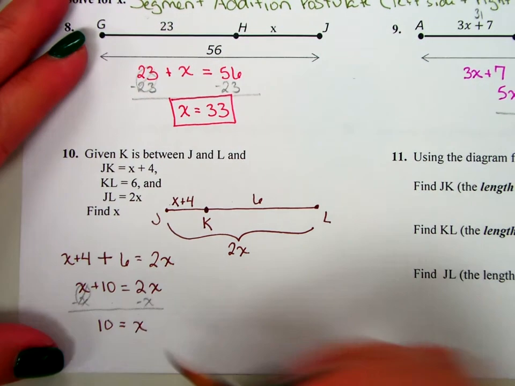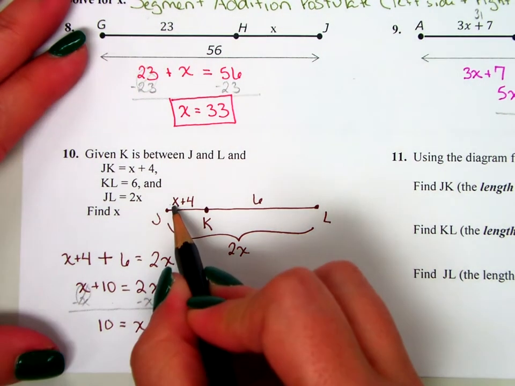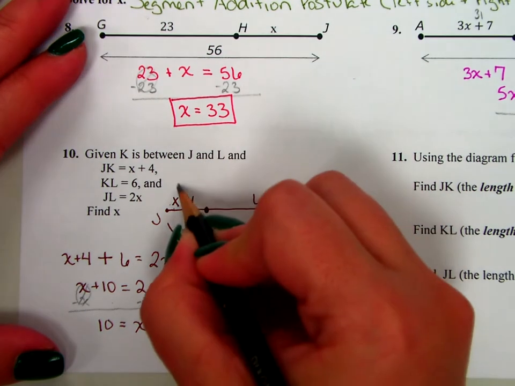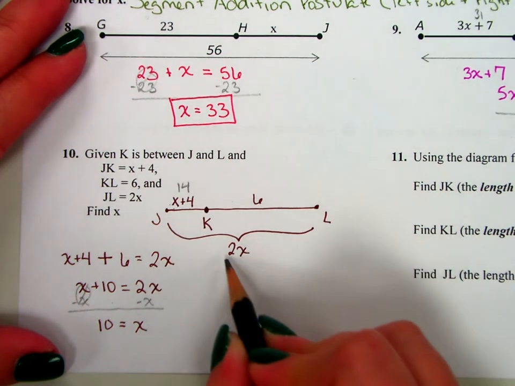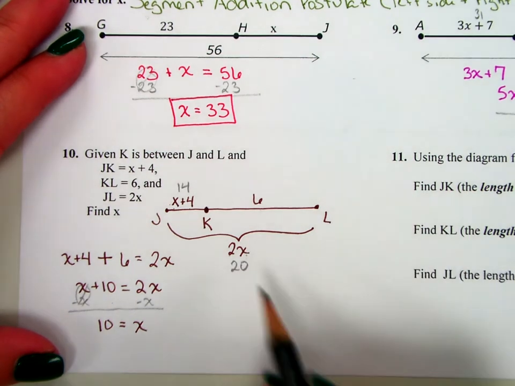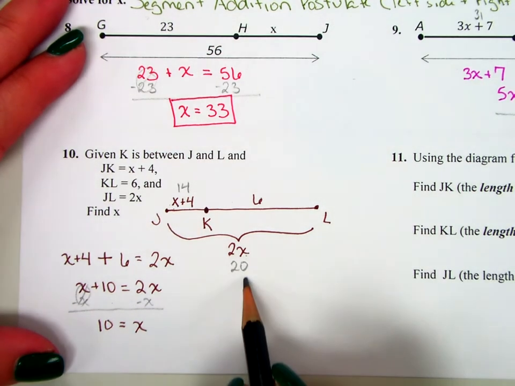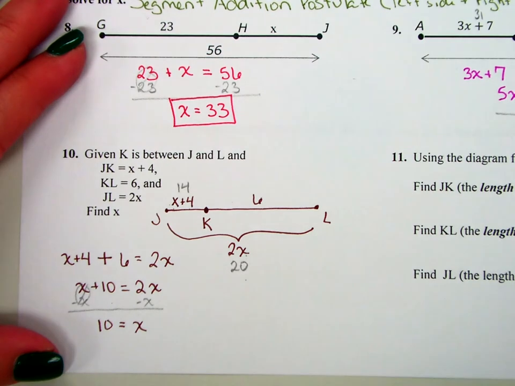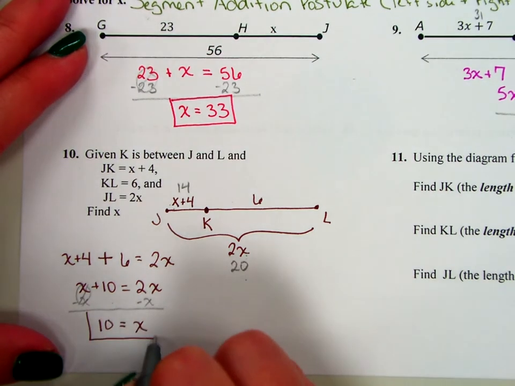Okay, so if you plug it in to check it, if I put a 10 in here, 10 plus 4 is? 14. That we already know is 6. If I put a 10 in here, 2 times 10 is? 20. Is 14 plus 6 20? Yes. Yes, we can feel confident that we can put a box around our answer.